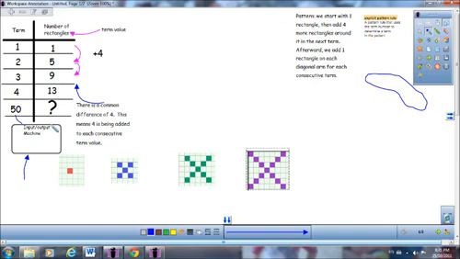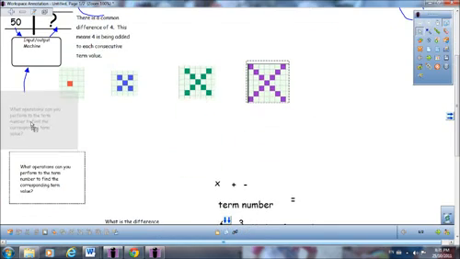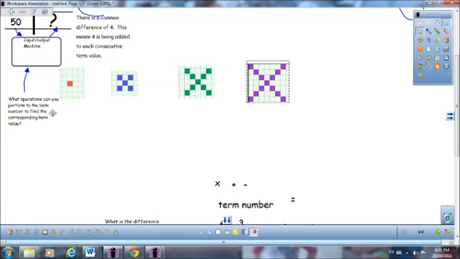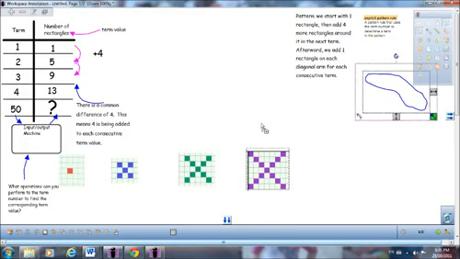I take my term number, put it in, whatever I do to the term number is going to come out, and I'm going to get my number of rectangles, or my term value. So that's the way the input-output machine works. And essentially, what operations can you perform to the term number to find the corresponding term value? So, let's have a look.